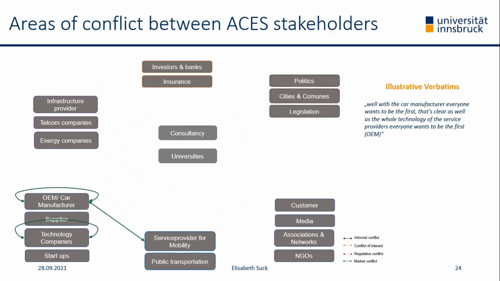Now let's move to the conflict areas. We have here again different topics: market, informal, interest, and regulative conflict potentials. And in the field of market conflicts, this is strongly attributed to stakeholders that sell their products on the market. This means in this environment, conflicts can arise due to the competitiveness of brands, as well as the objective to be the first on the market and to sell the product as the first company on the market.